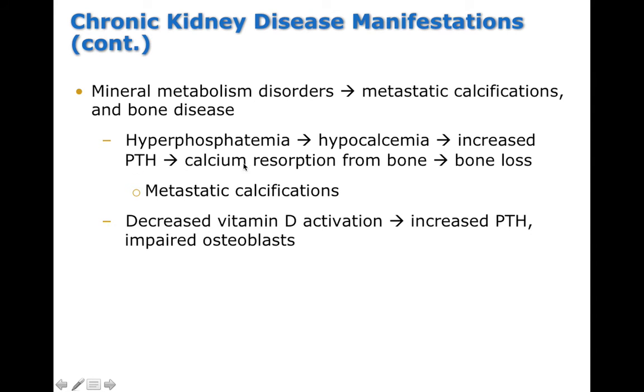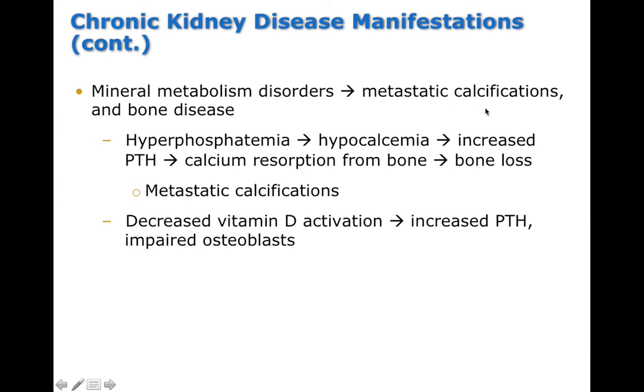And that parathyroid hormone increases calcium reabsorption from bone, which furthers bone loss and causes brittling of bone. But what's fascinating here is that if you're releasing more calcium from bone, that increases the production of these metastatic calcifications because, again, you're still going to have hyperphosphatemia, and when you take that calcium out of bone, now you're just going to put it back into your tissues by causing these metastatic calcifications. So what does that mean?